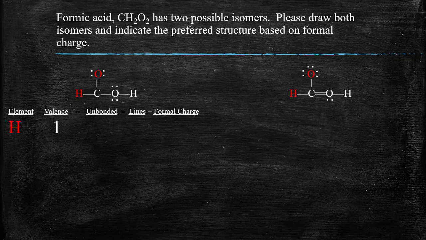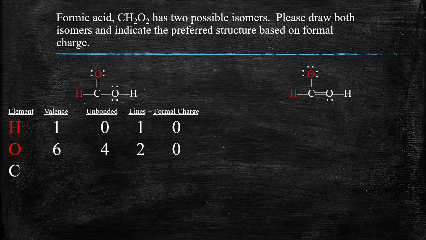Hydrogen always has one valence electron. It has no unbonded electrons. It has one line, so 1 minus 0 minus 1 equals 0. For the red oxygen, oxygen always has 6 valence electrons. In this case, there are 4 unbonded electrons. There are 2 lines going to that oxygen. 6 minus 4 minus 2 is 0.